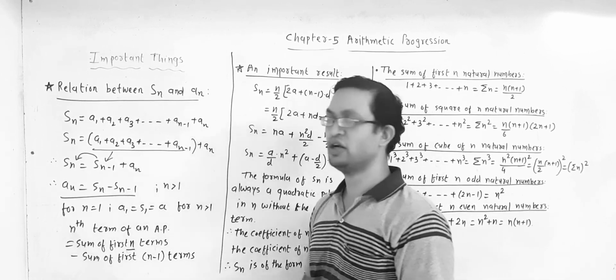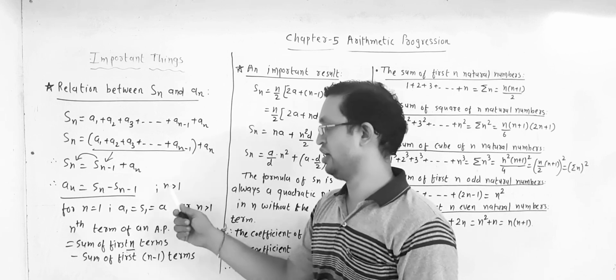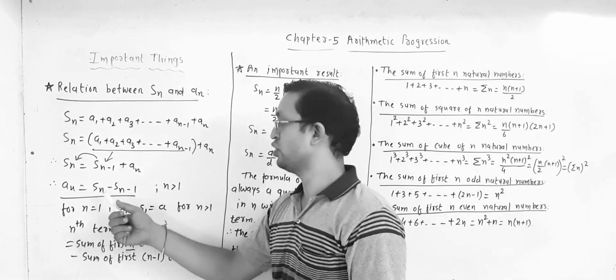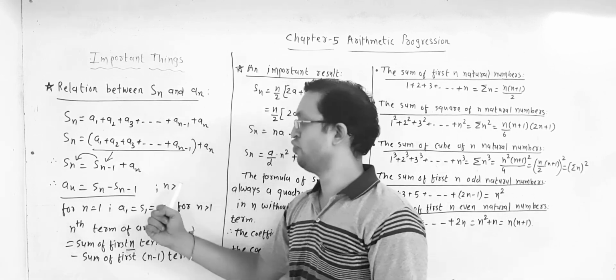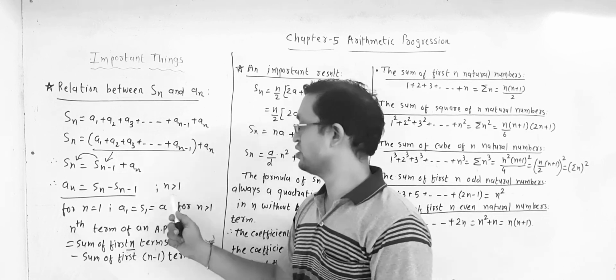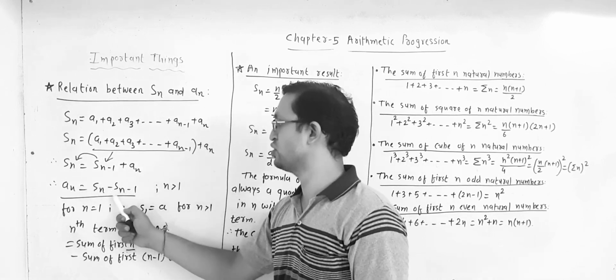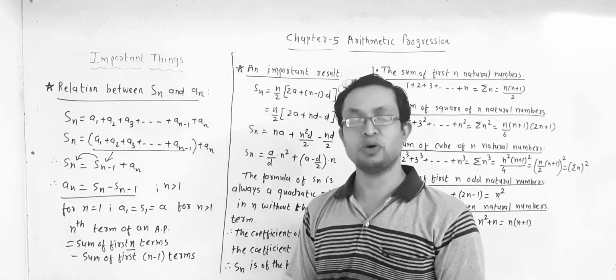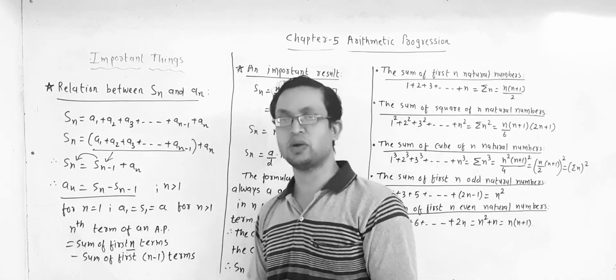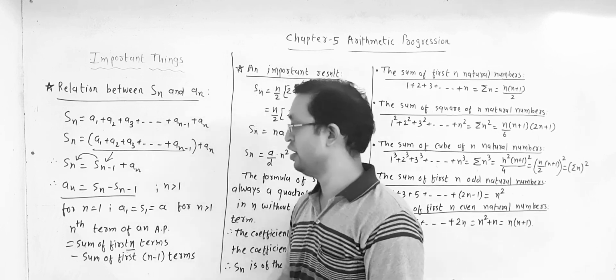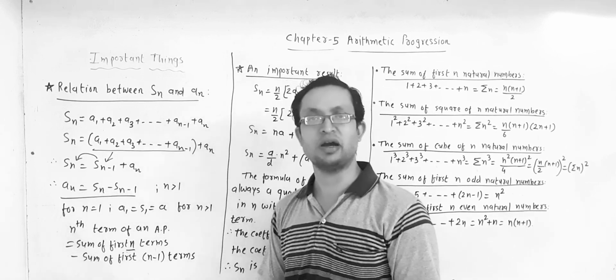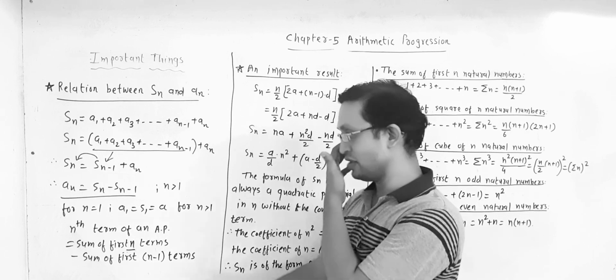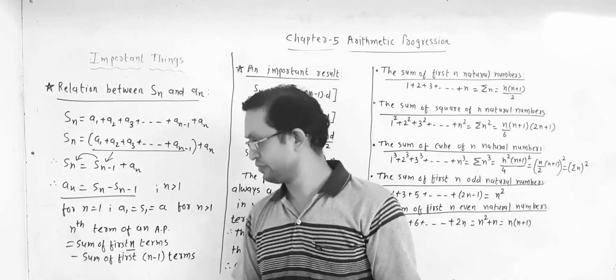But the condition is n is greater than 1; this equation is true for n greater than 1. Suppose n is equal to 2, then S2 minus S1 equals A2. So if we want to find any term, we can find the nth term with this formula. Therefore An is equal to Sn minus Sn minus 1. That is the relationship between An and Sn.